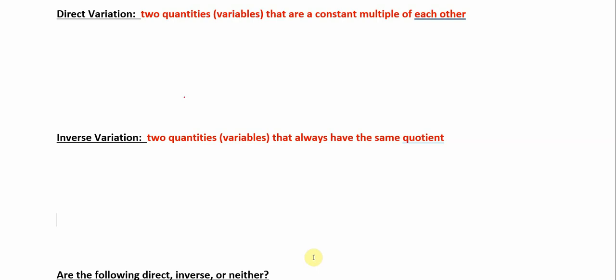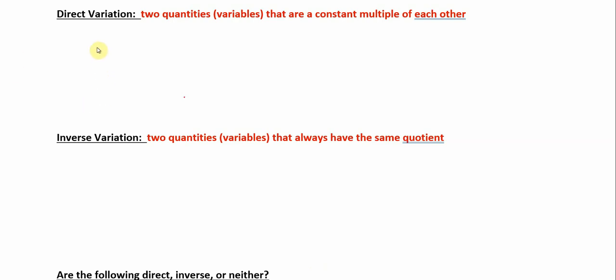In this video we are going to study different types of variation: direct variation, inverse variation, and a third category called joint variation. And this concept isn't too difficult. It's really about understanding vocabulary and applying it successfully. So let's get right to it.